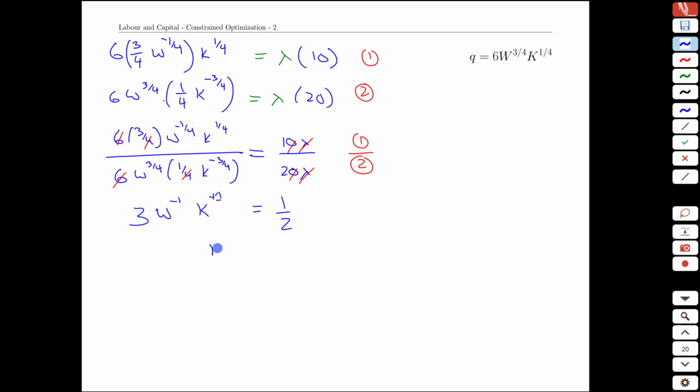In fact, we can actually solve for K. It's going to be 1 over 6 times W, because W to the negative 1 is like 1 over W. We bring it up to the other side, and we get a nice simple relationship between the units of capital and the units of workers at the optimum value.